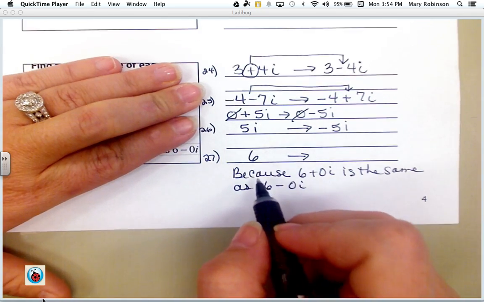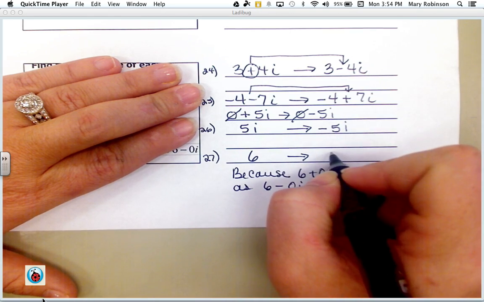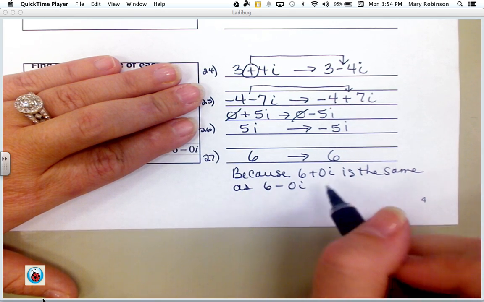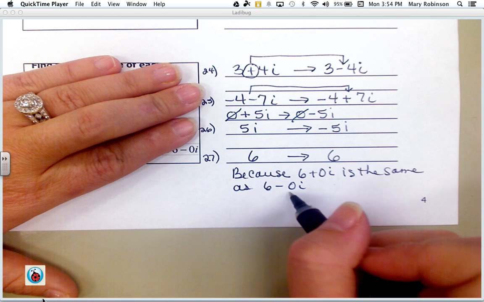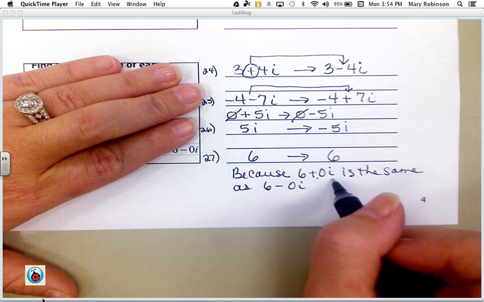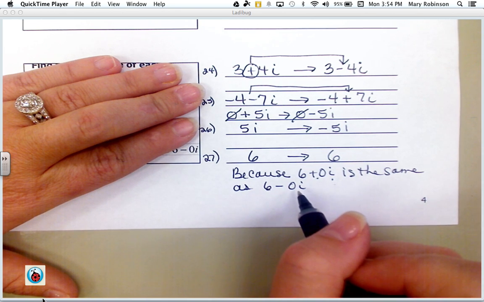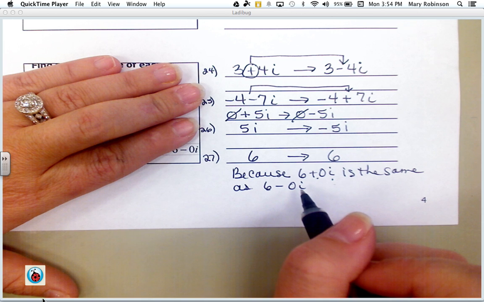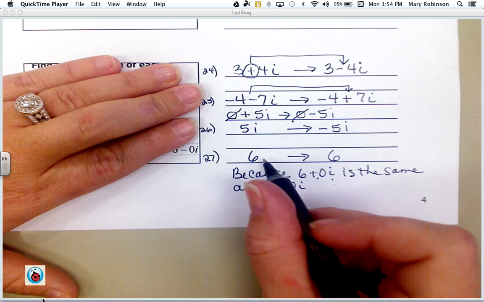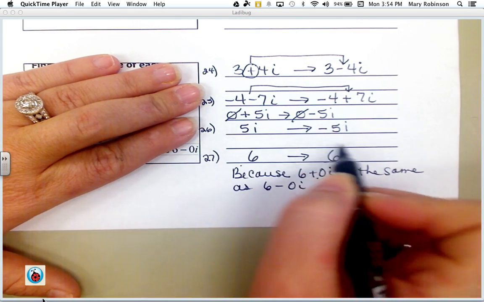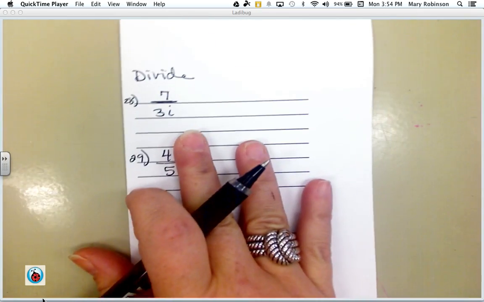Next we have 6. If we're asked to find the conjugate of 6, it would just be 6. Why, you might ask? Because 6 plus 0i is the same as 6 minus 0i. 0 times i is 0, 6 plus 0 is 6, and 6 minus 0i would be 0 times i, meaning 0, so 6 minus 0 is also 6. So whenever we see a number, the conjugate is the same. That's the a part, remember, and this is the b. Okay? So finding the conjugate is going to be particularly helpful when we are dividing.